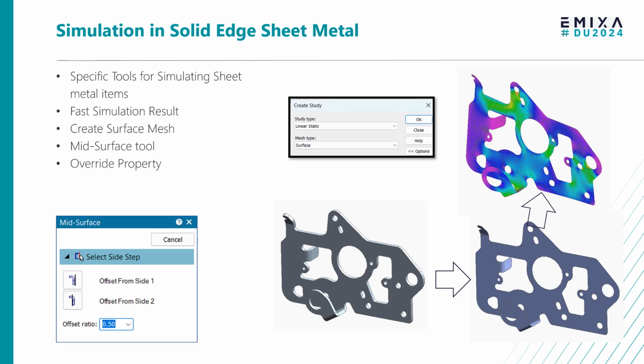Simulation in solid sheet metal. So solid sheet metal is great because it's got specific tools. It allows us to use a surface, which means that we get fast simulation results.